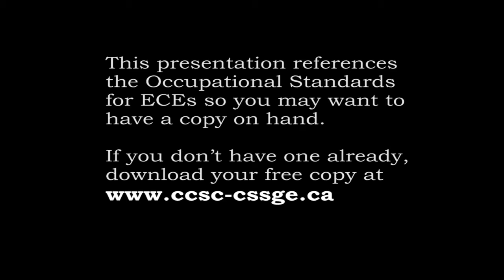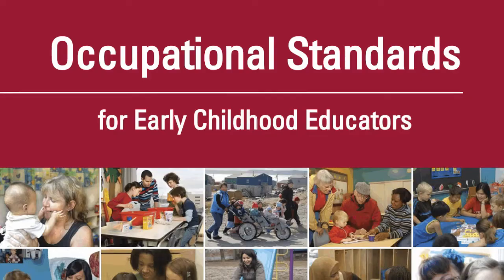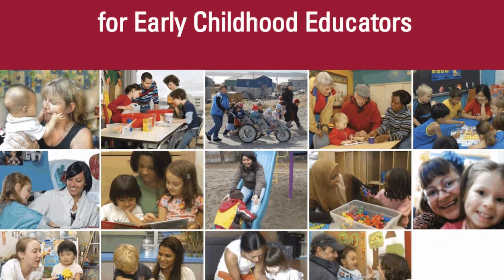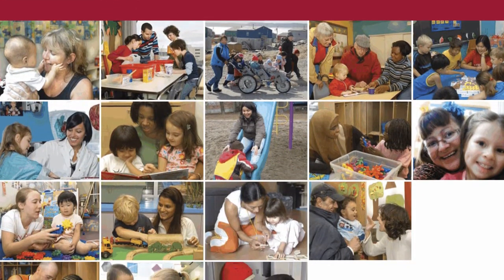So what are occupational standards? Occupational standards describe what a person in a particular occupation is able to do, what they know, and what they're capable of doing. Capable means having the skills, knowledge, and abilities to perform the job effectively. And the occupational standards that we're describing today, the ones developed for early childhood educators, were developed by ECEs across the country for use by you and by your peers.